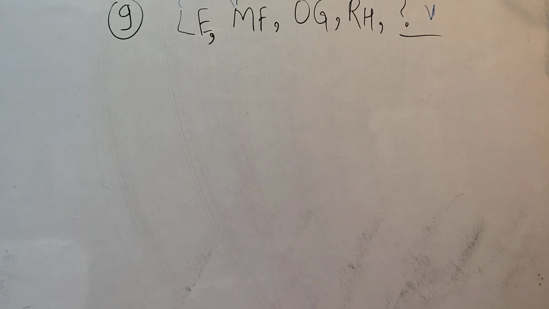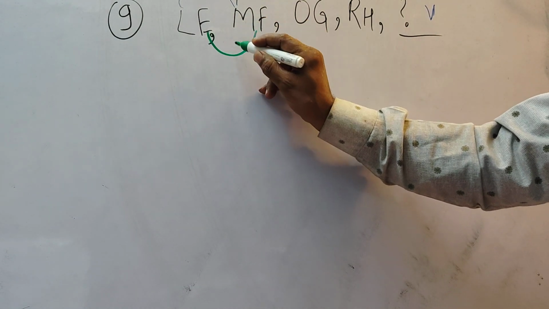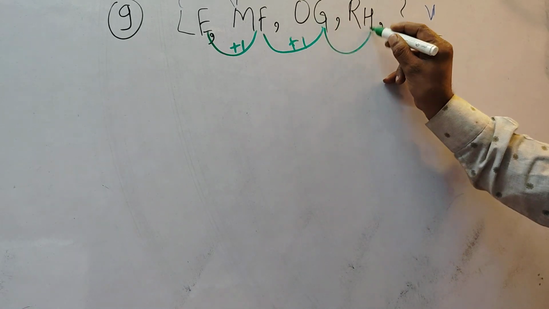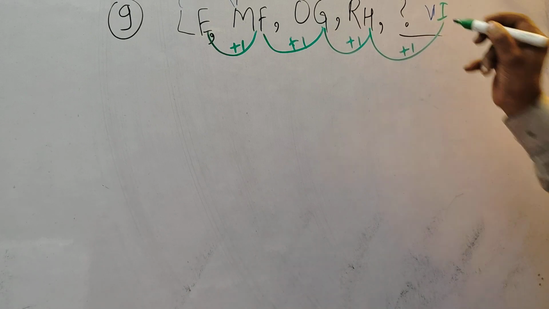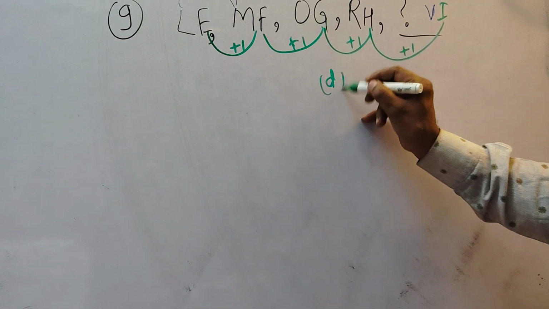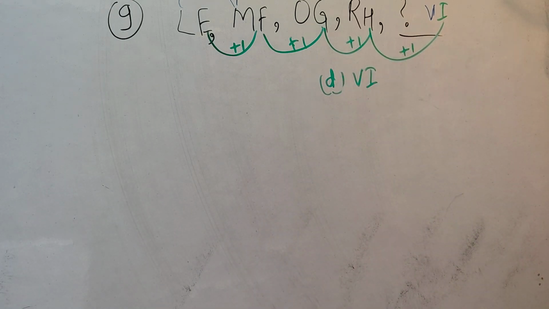In the second series, there is only plus 1: E, F, G, H, I. So only plus 1 is there. VI is the answer. D option is the answer.